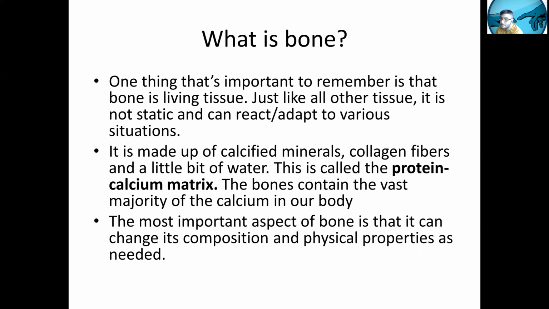One example is that the most important aspect of bone is that it can change its composition and physical properties as needed. It's made up of calcified minerals, collagen fibers, and a bit of water. Mostly it's made up of calcified minerals, and the bone itself is called the protein calcium matrix. The bones contain the vast majority of the calcium in our body, so it's mostly just calcified mineral.